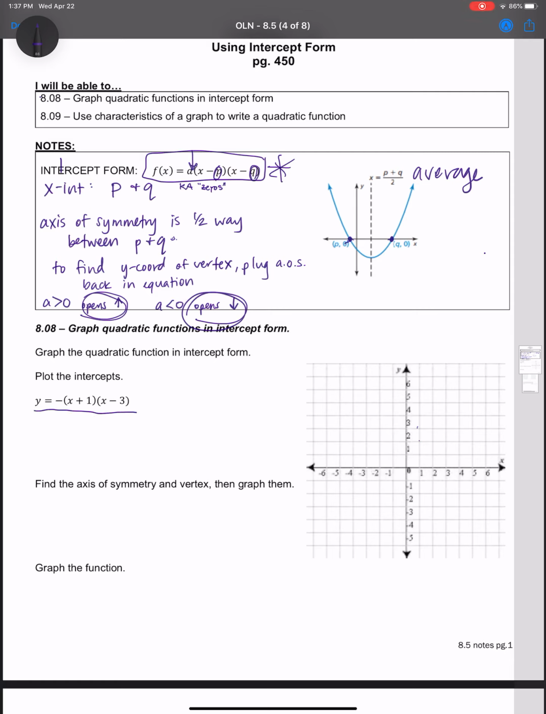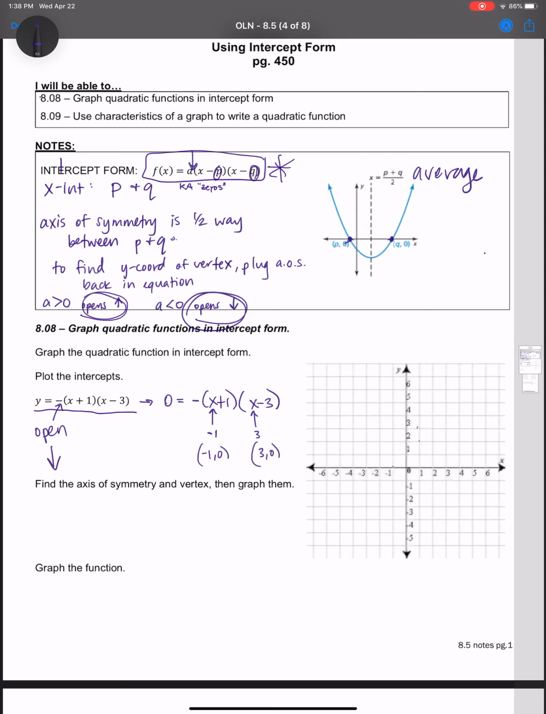All right, let's start a problem here. This one is already in intercept form. Right here, we know it's going to open down. Flips the graph over. Our zeros, or our intercepts, we're going to plug 0 into y because that's where it crosses the x-axis. We have a negative x plus 1, x minus 3. What would make that parenthesis equal 0? That would be negative 1. What would make that parenthesis equal 0? That would be a 3. So negative 1, 0, 3, 0.